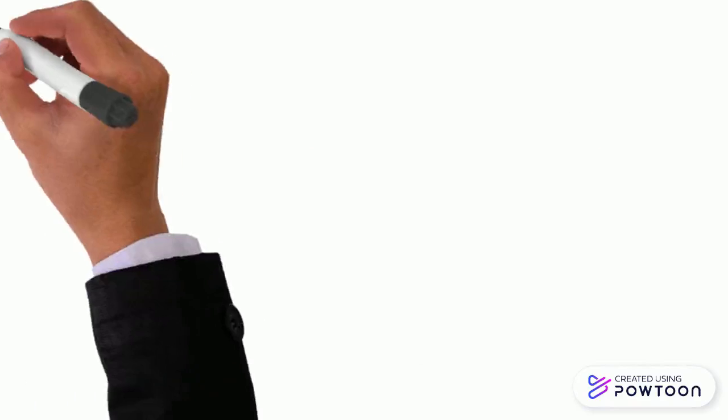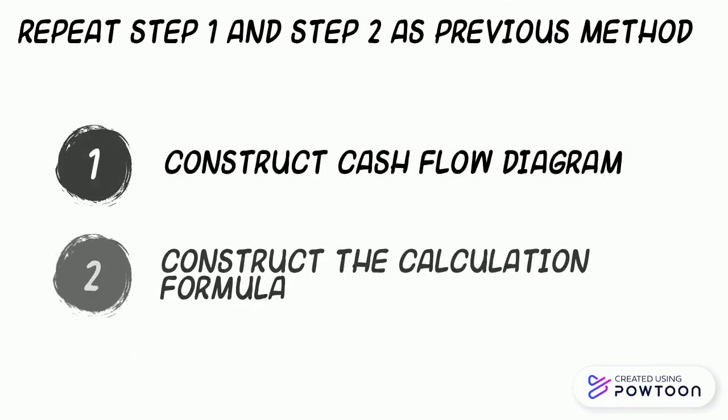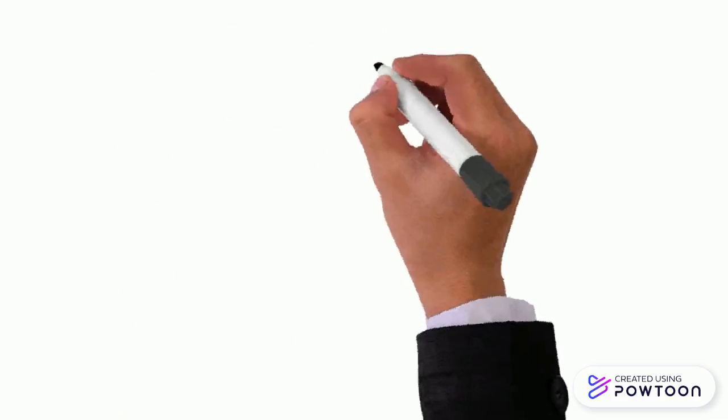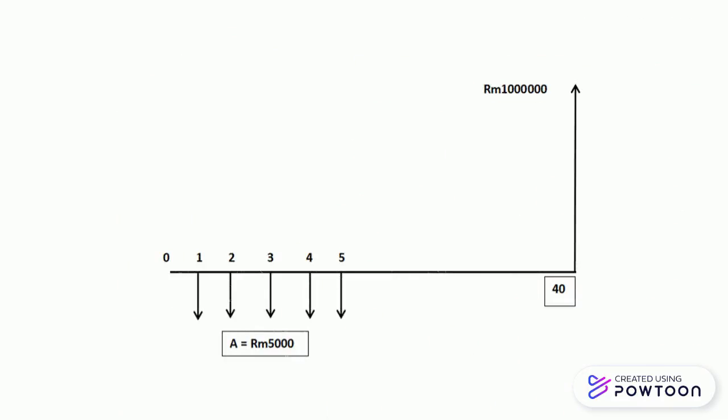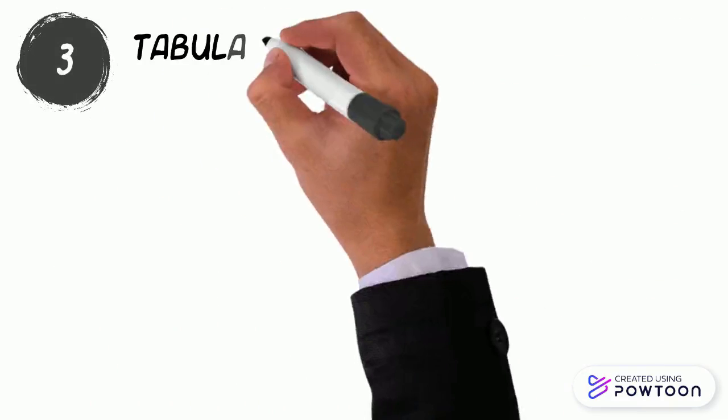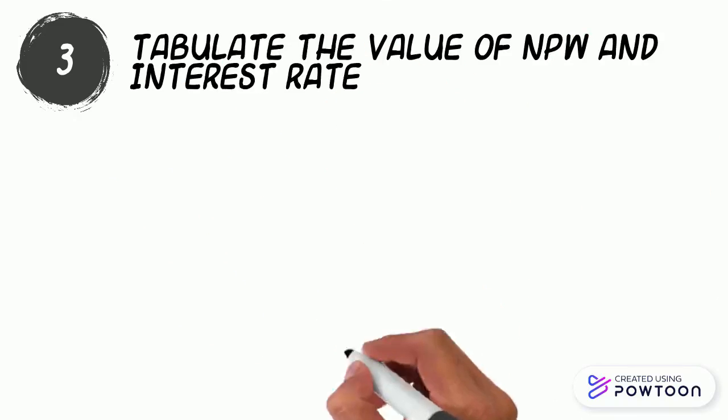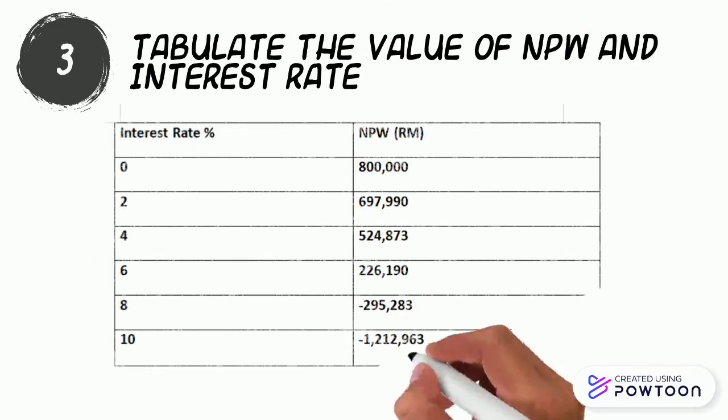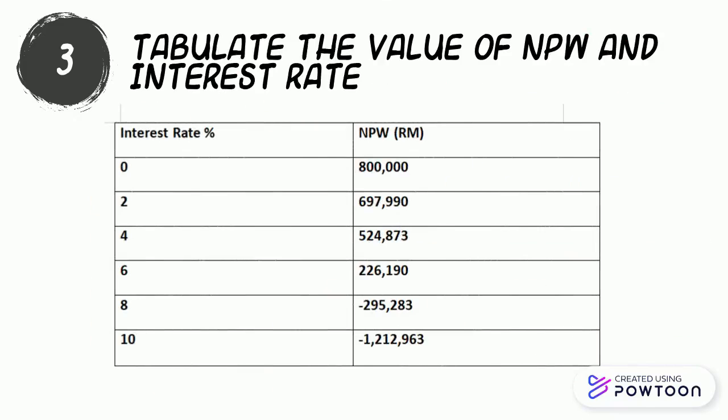So repeat step 1 and 2 as in the previous method. Step 1 will be to construct the cash flow diagram, and the second step will be to construct the formula. So this is the diagram, and the third will be to tabulate the value of NPW and interest rate. So we substitute the value to the table.